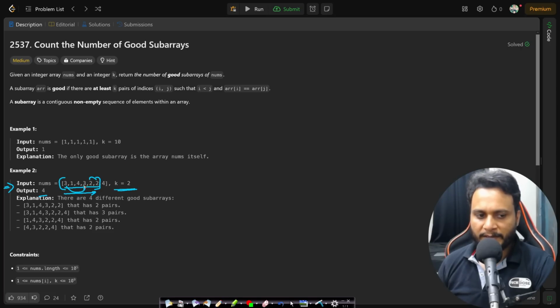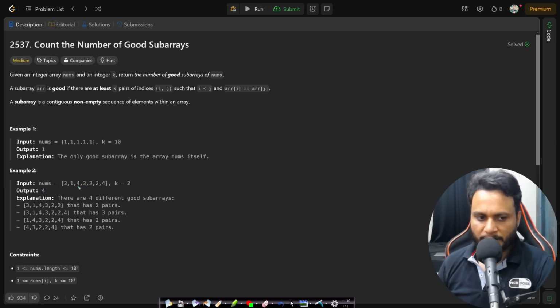This means this subarray is valid. And if this subarray is valid, then even if you include more items on the right side, it will always be valid from the same start point. So starting from 3, you have 2 valid subarrays, 3 to 2 and 3 to the last item 4, because you can have more pairs than k. It is just asking for at least k pairs. Even in the subarray from 1 to 4, there will be 2 equal pairs, 4, 4 and 2, 2. And if you take from 4 to 4, then again 4, 4 and 2, 2. Therefore, 4 good subarrays are present, and so the answer is 4.